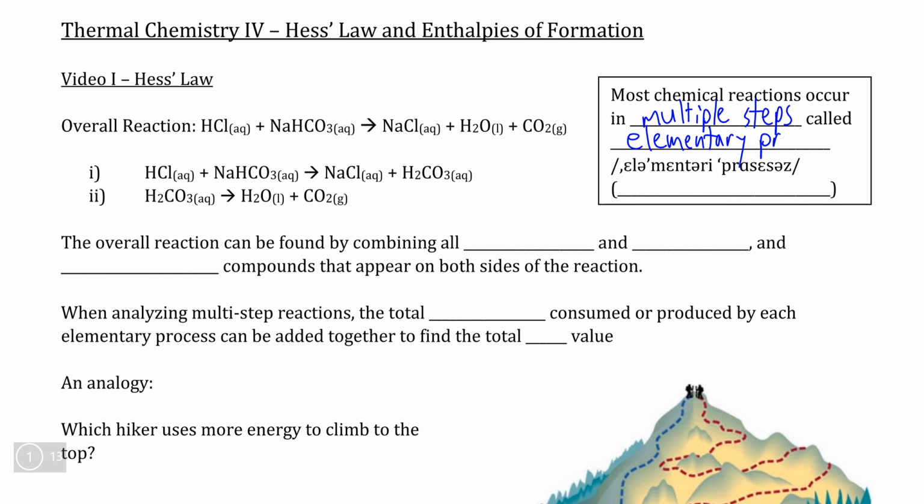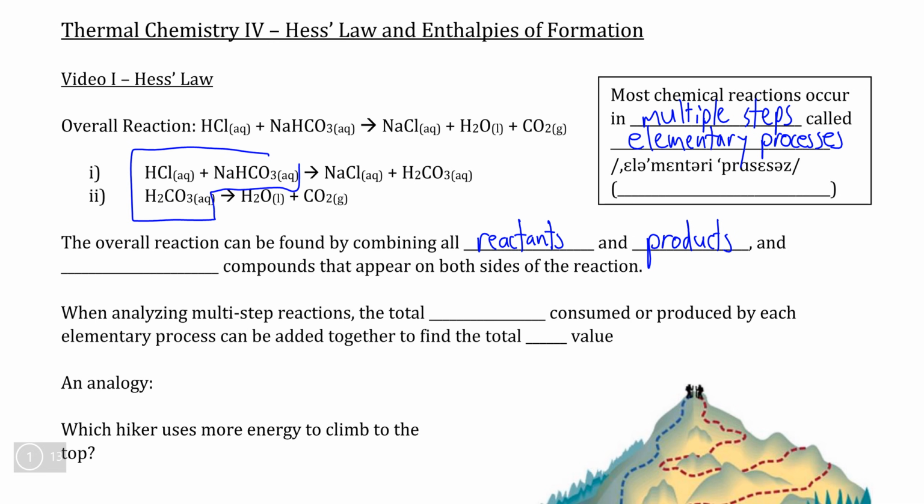elementary processes. Now we can see that our elementary processes add together because what we can do is take all of the reactants from the two elementary processes and all of the products and combine them together to show that the two produce the overall reaction.